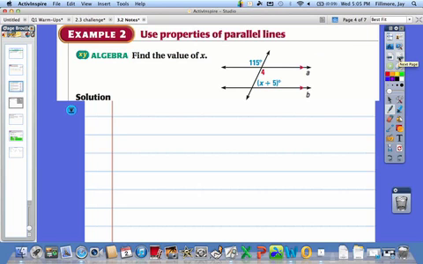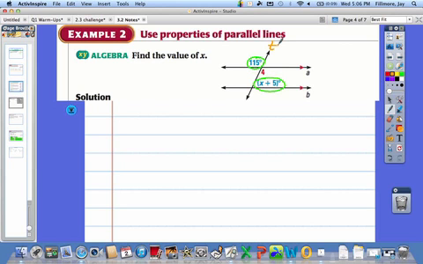Here we're asked to find the value of x. Well, let's examine and see if there's a relationship between the 115 that's given and our expression with x. Well, they're not corresponding because one's in the top left and one's in the top right. They're not alternate interiors because this is on the outside. And they're not alternate exteriors because this is on the inside. They're also not consecutive interiors because one's on this side and one's on this side of our transversal, I'll call it T, so they are alternate of some sort.